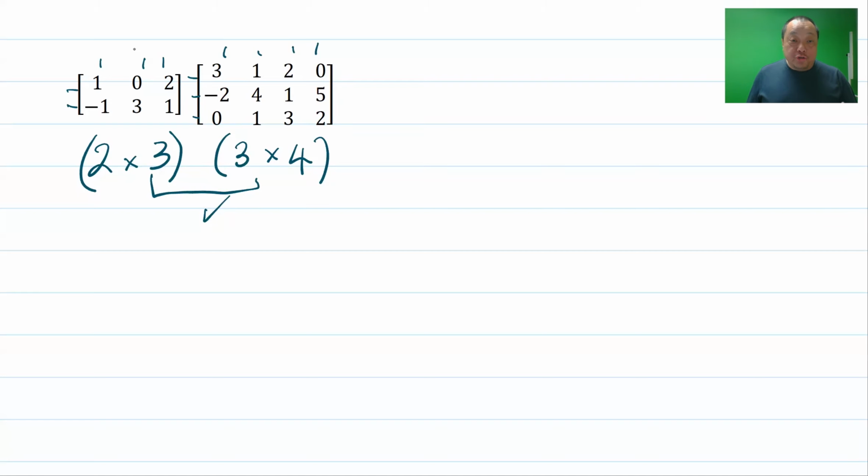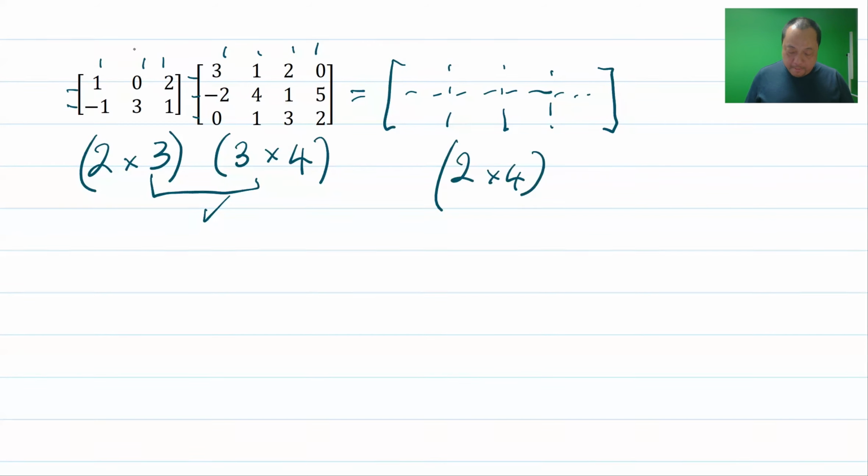And we also know what the dimensions of the answer will be. The answer will be 2 by 4. All right, I'm going to go ahead and do one position, and you should try to finish off this matrix. Let me try this position.